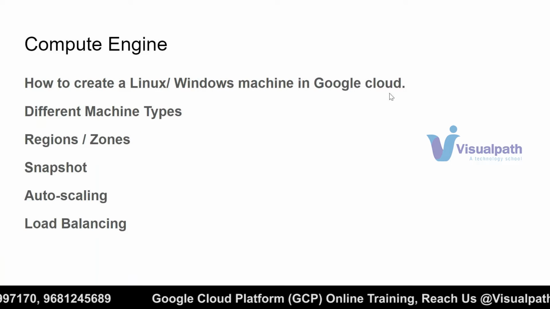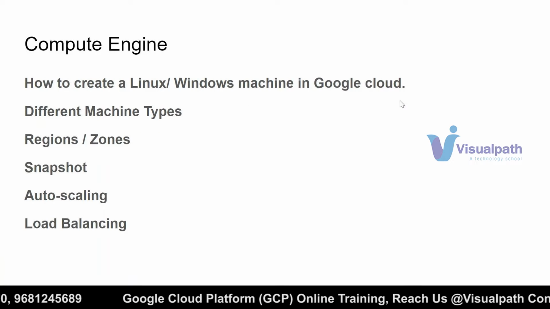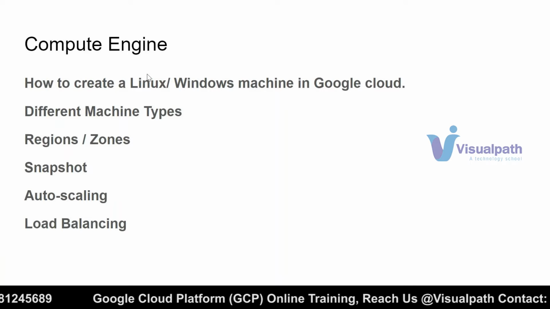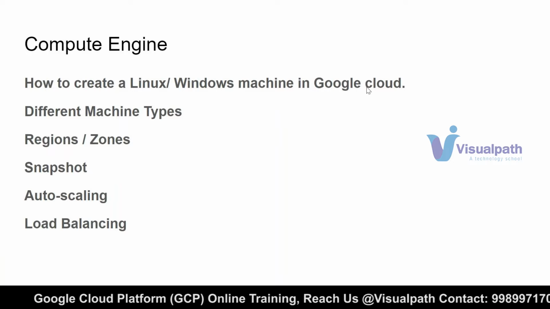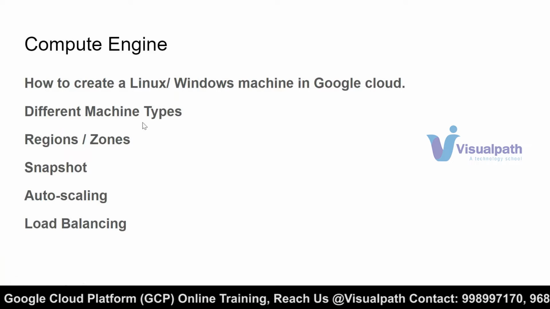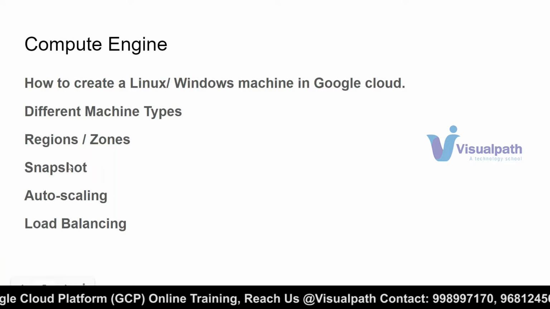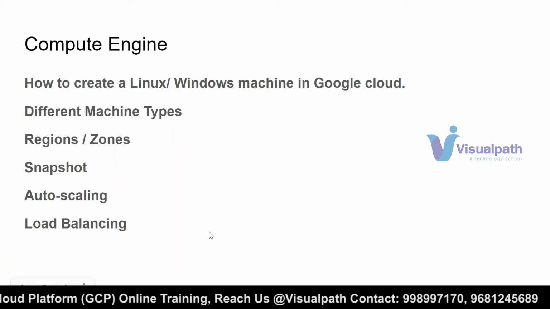And Compute Engine is the main component of Google Cloud. It is nothing but your machines, like Linux or Windows machines. And what are the different types of machines available, regions and so on. What are snapshots, auto scaling, and load balancing.